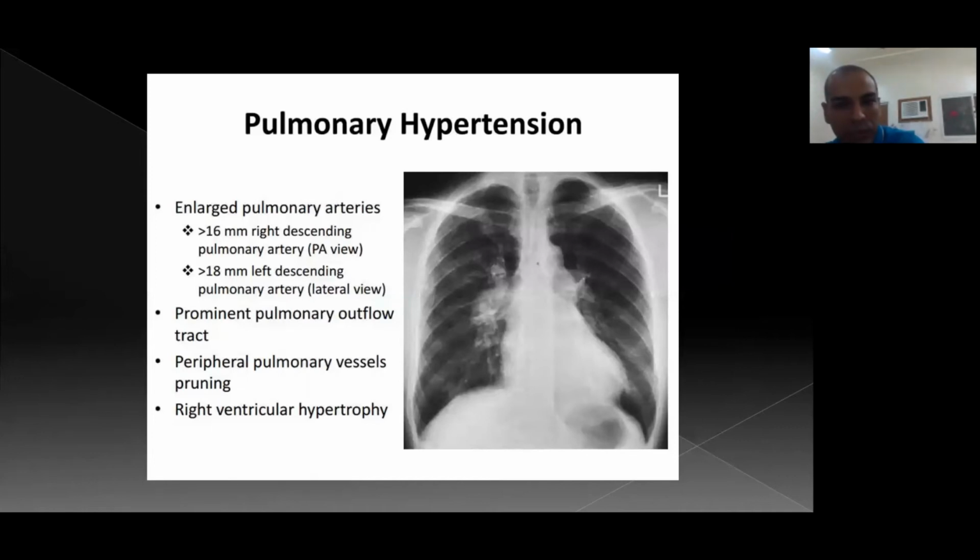Don't be confused with pulmonary hypertension. Pulmonary hypertension will also cause enlargement of the hilar shadow, but it will maintain the bifurcation of the hilum.